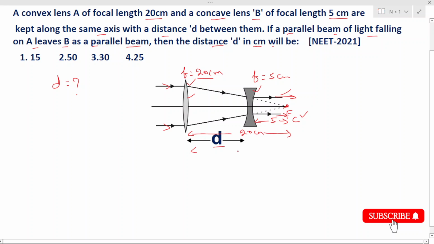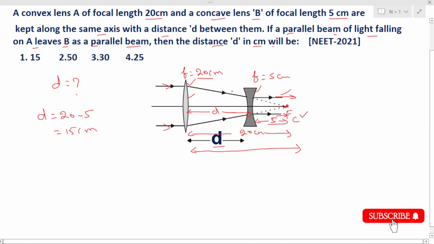Now this entire distance is 20 centimeters, out of which this is 5 centimeters. Then this distance, which is nothing but the distance between the two lenses, will be 20 minus 5. d will be 20 minus 5, that is equal to 15 centimeters. So the distance between the two lenses should be 15 centimeters.